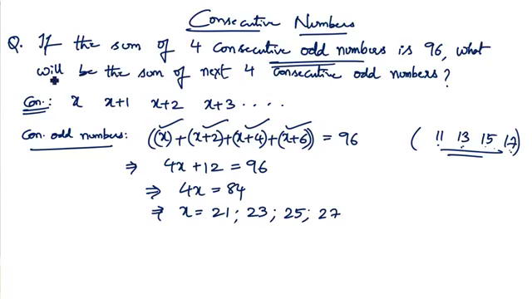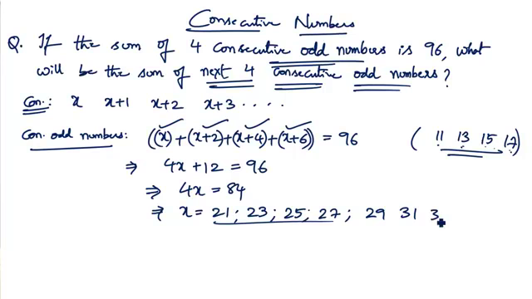What is he asking us to find out? What will be the sum of the next 4 consecutive odd numbers? The next 4 consecutive odd numbers. So if these are 4 consecutive odd numbers, what are the next 4 consecutive odd numbers? What comes after this? After 27, the next numbers are 29, 31, 33 and 35. Yes or no? What follows 27? The next 4 consecutive odd numbers are 29, 31, 33 and 35. So the first step is to evaluate what the 4 numbers are, then get the next 4 numbers and find out the sum.